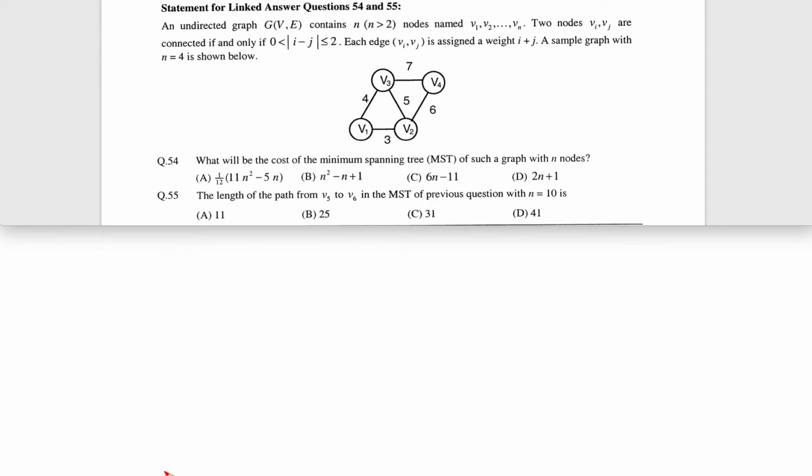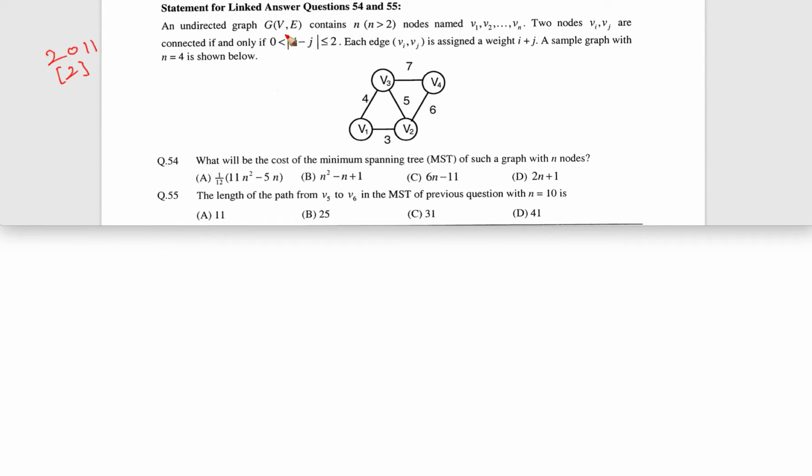Okay, now let's see this question. This question came in GATE 2011 for 2 marks. In fact, it is a linked answer question, so both of these are 2 marks each, so overall 4 marks are there. Now let's consider the question.